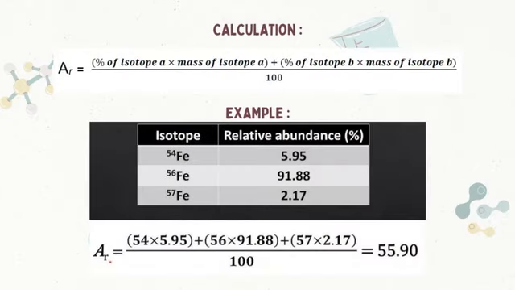Calculating relative atomic mass. To find relative atomic mass, we multiply the mass of each isotope by how common it is, then add them together and divide by 100. For example, we use the iron isotopes iron-54, iron-56, and iron-57. After doing the calculation, the relative atomic mass of iron is 55.19.